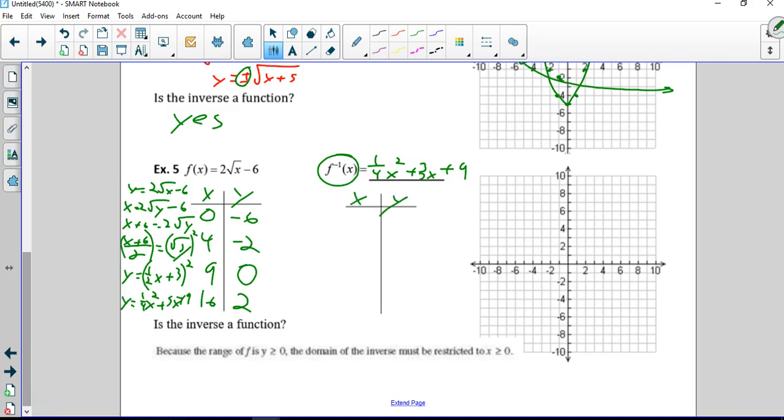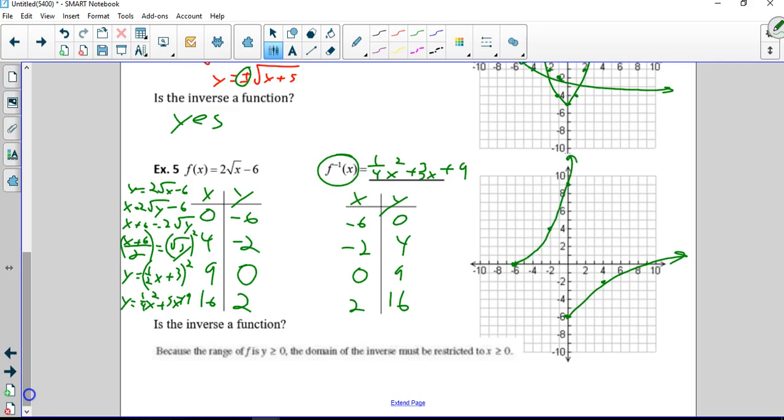So remember, to make life easier, first off we're going to put our points on 0, -6, 4, -2, 9, 0. So if we flip these, after switching, we get -6, 0, -2, 4, 0, 9, and 2, 16. Let's see where that ends up. -6, 0, -2, 4, 0, 9, and so forth.